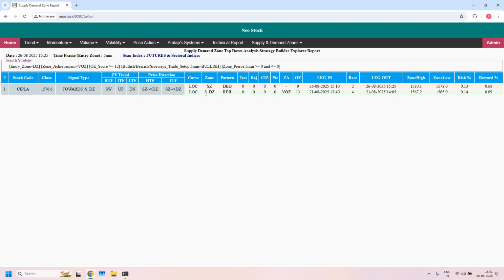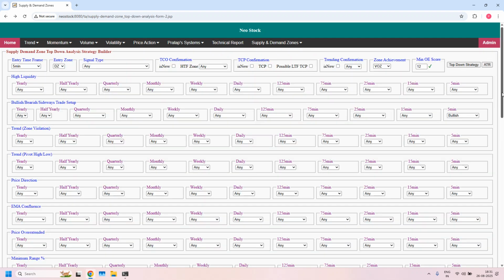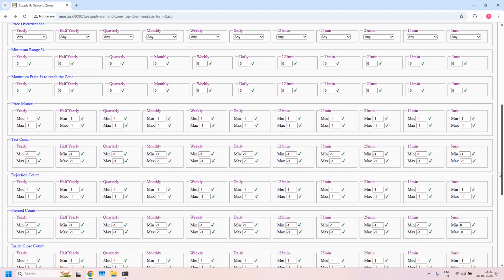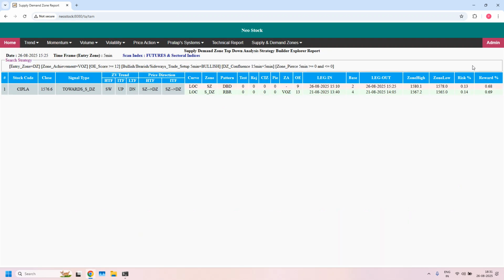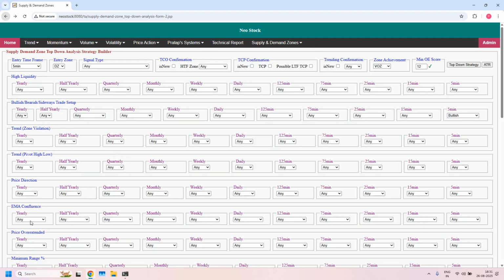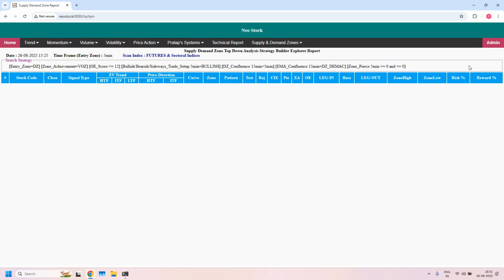Let's verify whether this demand zone has any high probability of success. So I'm checking 5 minutes and 15 minutes demand zone confluence. Good. And the 15 minutes trend is uptrend. So I'm checking EMA confluence on 15 minutes demand zone with daily EMA confluence. So that does not have any high probability.